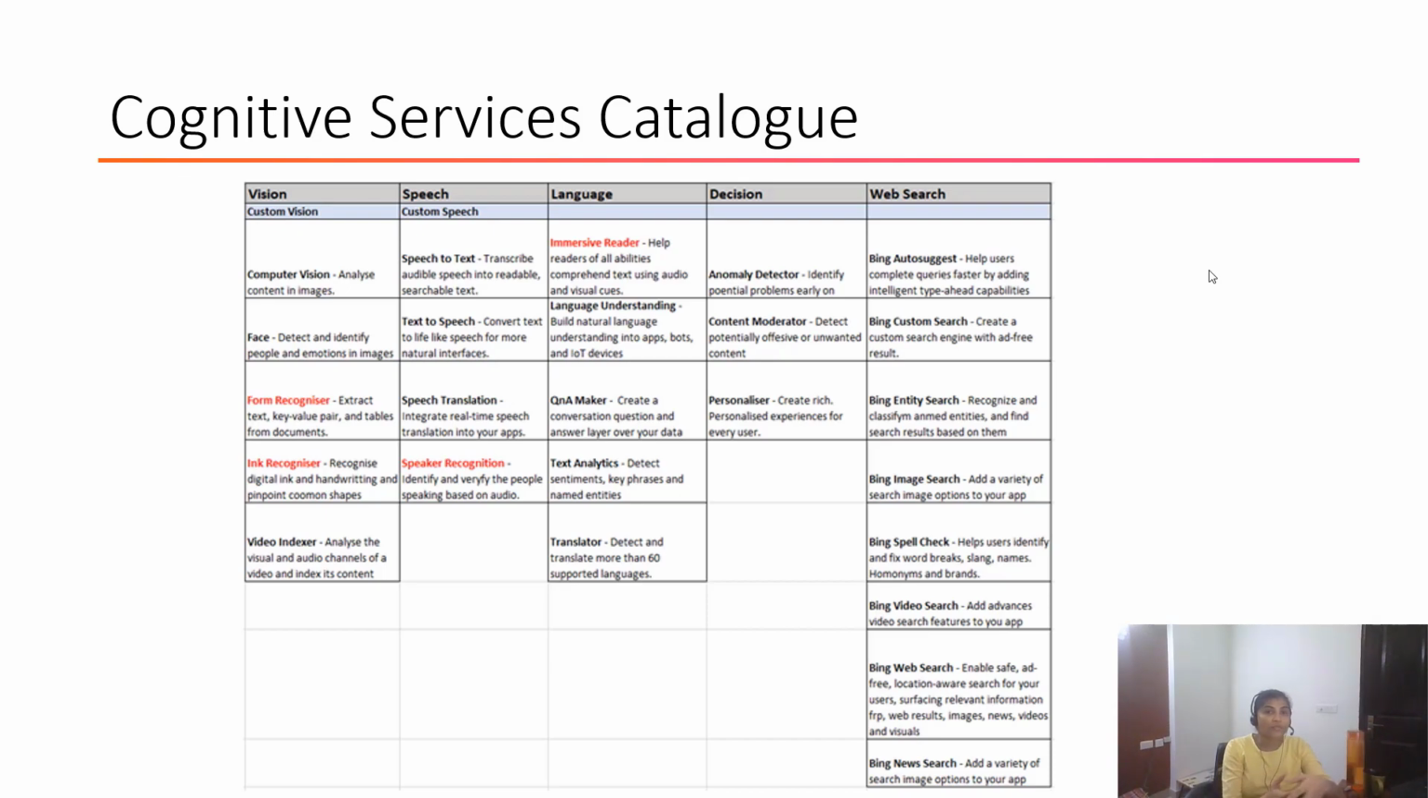You already know about face detection. We already know about text to speech, speech to text. We already know about Q&A maker, text analytics, anomaly detector, personalizer, and if you have ever worked on Bing, you already know spell check, image search, entity search, custom search. All these which are in red here were in preview when this diagram was created. I created this a couple of weeks back. So yeah, that's there.